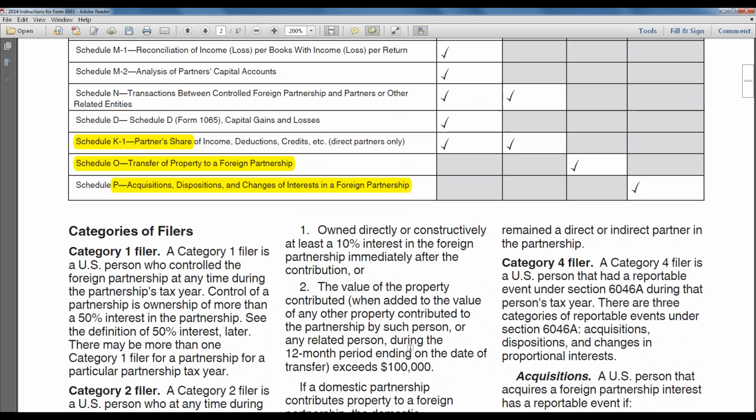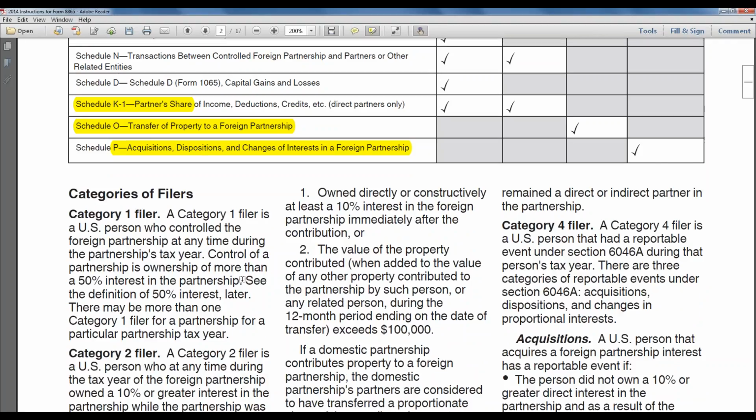I want to go down to the categories here. Category 1, 50% or more than 50%. So looking at the controlled foreign corporation rules, and the IRS does this a lot. They take one form and they just duplicate it. We see this with the foreign trust form too. And it doesn't really give them what they need.